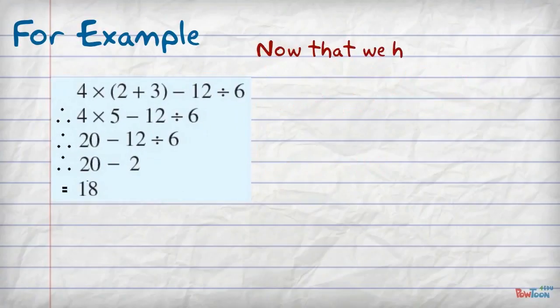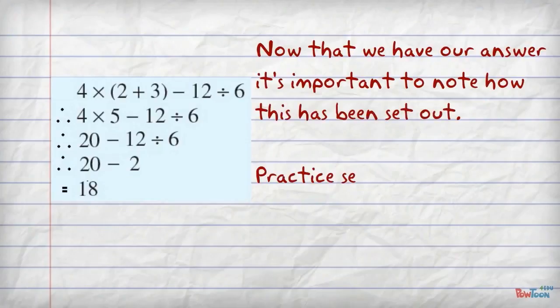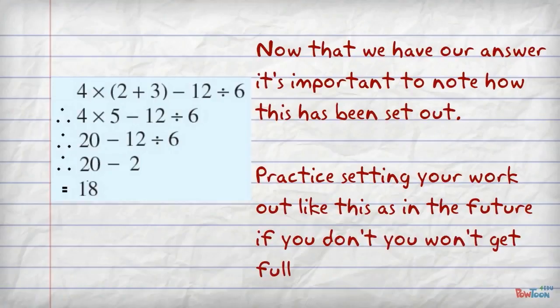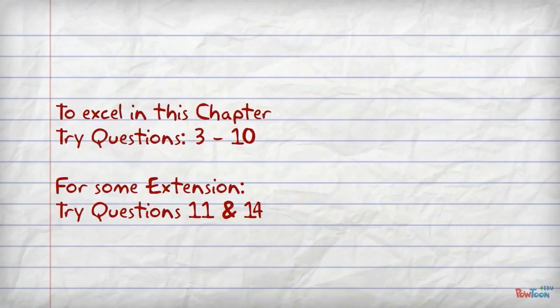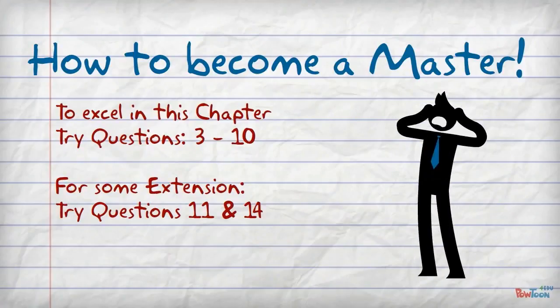Now that we have our answer, it's important to note how this has been set out. Practice setting your work out like this, as in the future, if you don't, you won't get full marks. To become a master at this, do questions 3 to 10 and for extension 11 to 14.